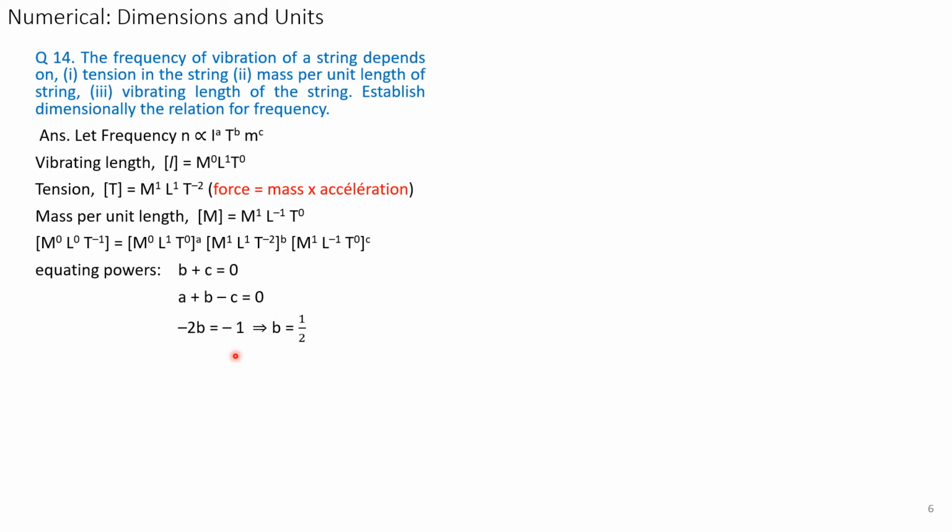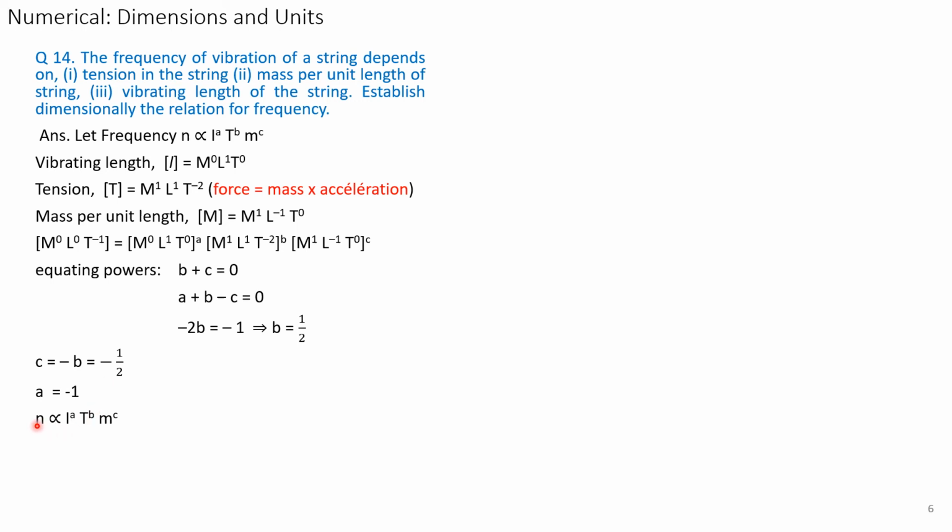And again, equating the powers of T, we get -1 is equal to -2B. So -2B is equal to -1, or B is equal to half. Therefore, C will be equal to minus half, and A will be equal to -1.